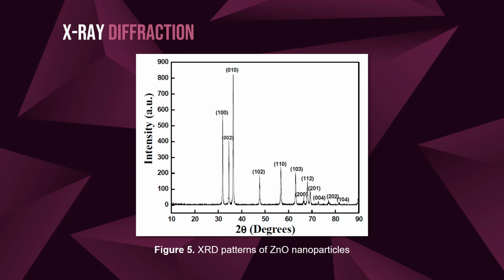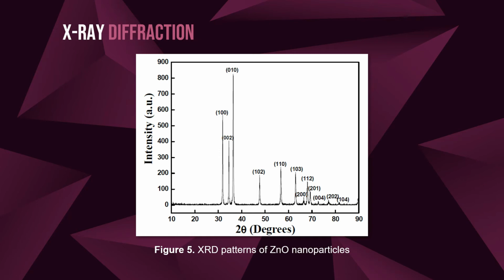It matches the JCPDS, Joint Committee on Powder Diffraction Standards, card number 01-79-0206, indicating that the ZnO particles have a crystallized structure.